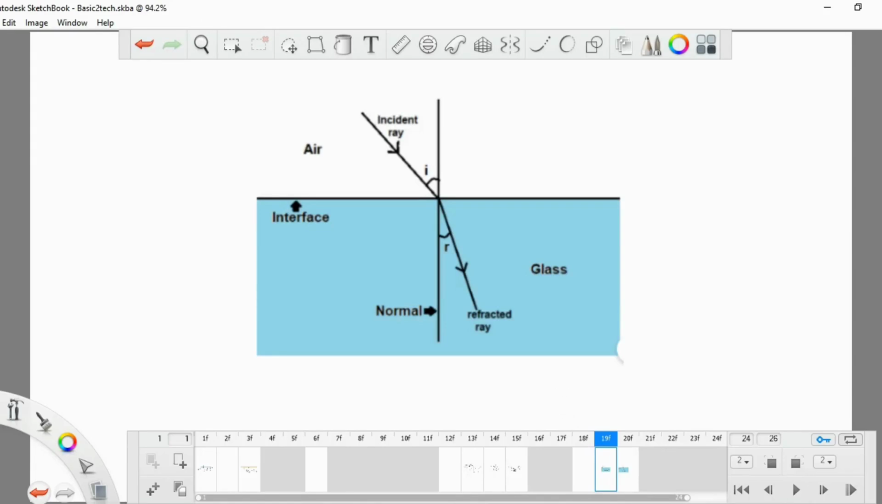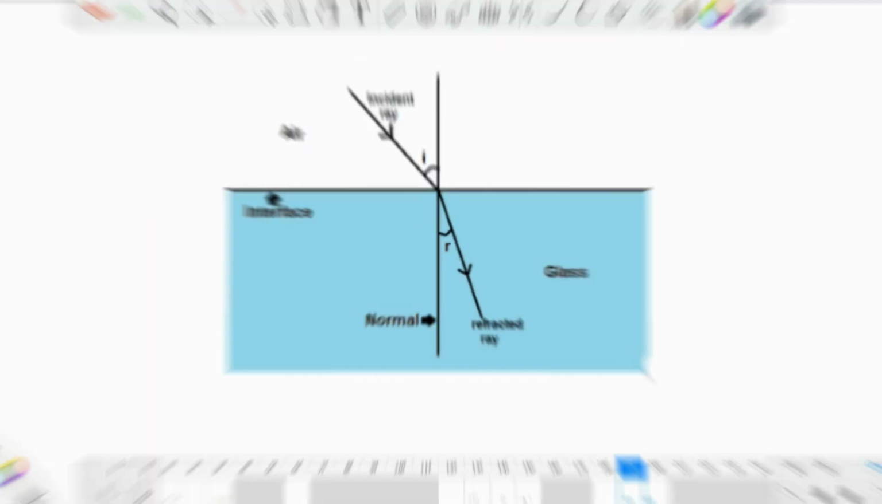They show you a ray of light crossing a boundary or crossing an interface, and most students leave it blank. They are confused, don't know what to do. Here is how you solve such questions.